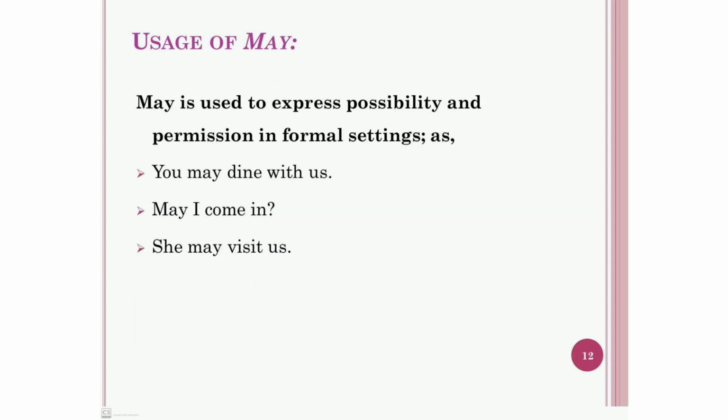Usage of may. The modal may is used to express possibility and permission in formal settings, as you may dine with us. Maybe you are inviting your teacher over for dinner and you are being humble and saying to him or her that you may dine with us. May I come in? We say this when we want to come into class, or she may visit us.